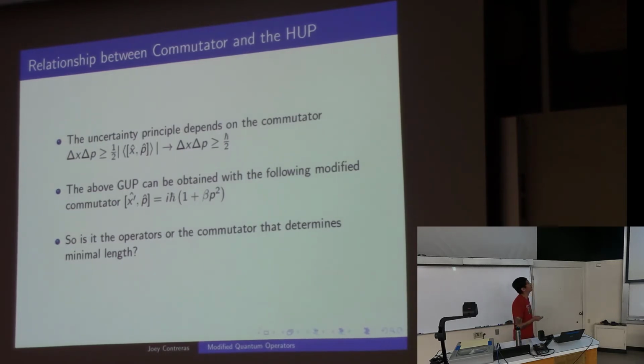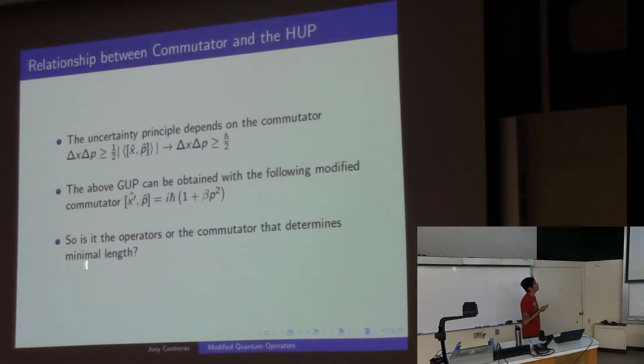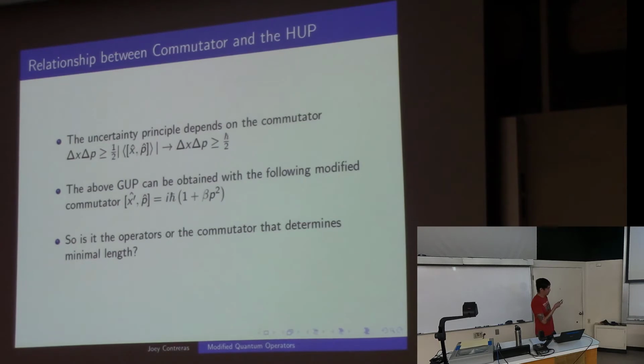Now, the relationship between the commutator and the Heisenberg uncertainty principle. The uncertainty principle depends on the commutation relation via this expression right here. And so making changes to the commutator can give us different uncertainty principles. This being i h bar just eventually boils down to here. And so the above generalized uncertainty principle, the one that was on this slide right here, can come with the following modified commutator, where we have the standard expression i h bar and then a corrective factor, which does depend on this parameter. It keeps popping up over and over again. And so at this point, it's a very interesting question whether it's the operators or the commutators that will define or determine a minimal length.